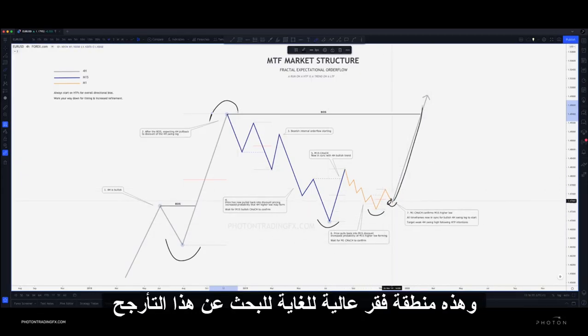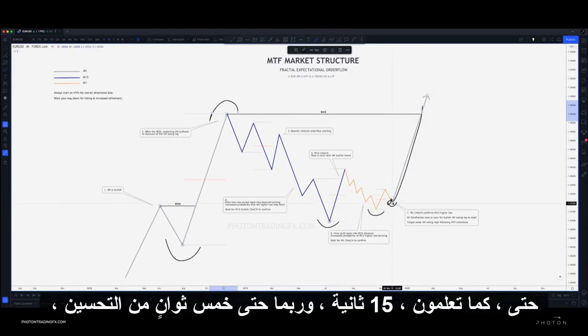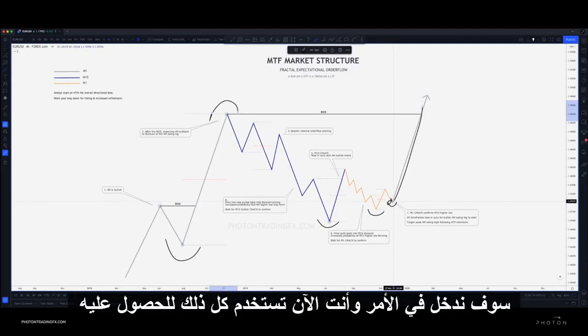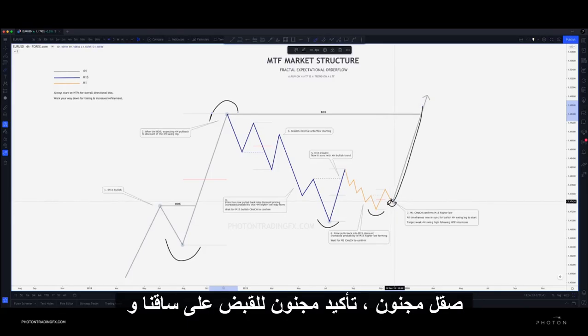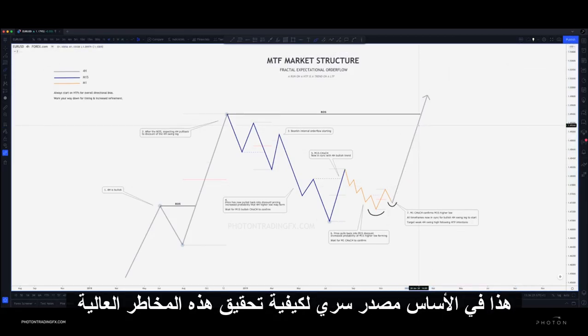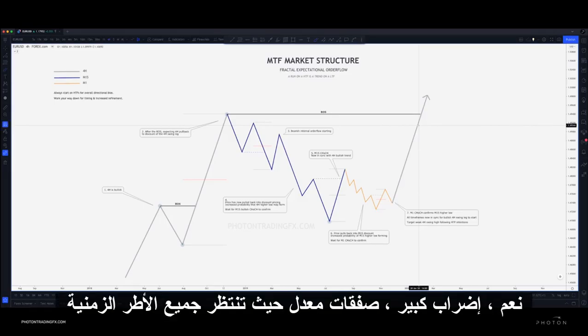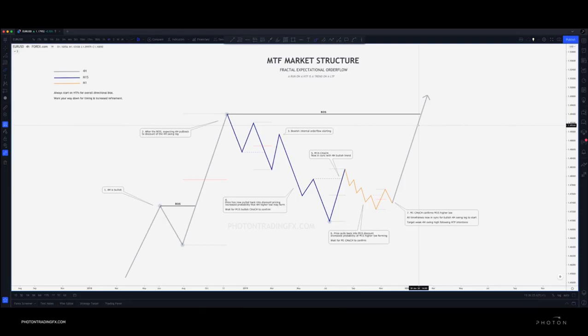And this is a very, very high probability area to then look for that swing position with M1 or even 15-second, potentially even 5-second refinement, which we're going to get into. And you have now just used all of that to get insane refinement, insane confirmation to capture the 4-hour leg and potentially further. We could be at the bottom of the start of a daily trend. And that is essentially the secret sauce of how you achieve these high risk to reward, high strike rate trades, where you wait for all time frames to be in sync, and then you target those higher time frame expectations of where you see price will go.